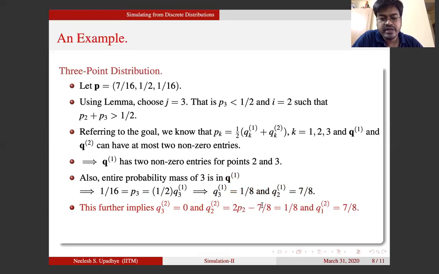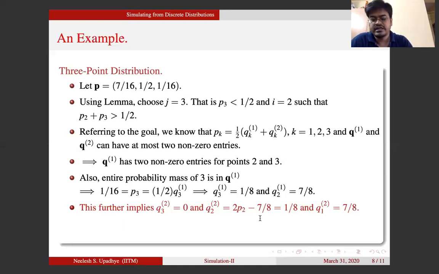So 2p2 minus 7 by 8, that will give me 1 by 8. As we have already discussed, the probability mass for q32 should be equal to 0. So that condition is in place here. And at point 2, what should be the probability mass is decided. Now q2 can have only 2 non-zero points. So those 2 non-zero points will be 1 and 2. So then you can choose q21 to be equal to 1 minus q22. That will give me 7 by 8.